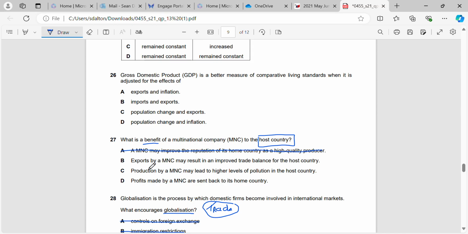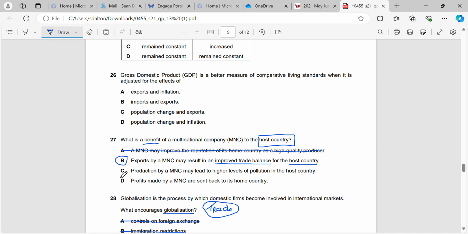Exports by an MNC may result in an improved trade balance for the host country. That is true. The MNC will come in and they will export from the host country, which may allow them to increase their exports more than their imports, which will create a trade surplus.